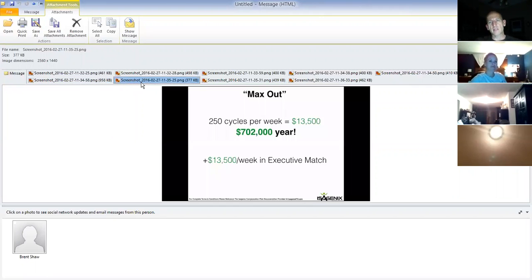All right, max out. In order to max out a center, you get 250 cycles per week. And this is going to get a little deep for some of you, but I want you to get a grasp on it, just so that you can say you've heard it, so when you hear it again, when you get closer to it, you understand it. 250 cycles per week equals $13,500. That equals $702,000 a year. And then you can get another $13,500 a week in executive match that Isogenics will let you get.